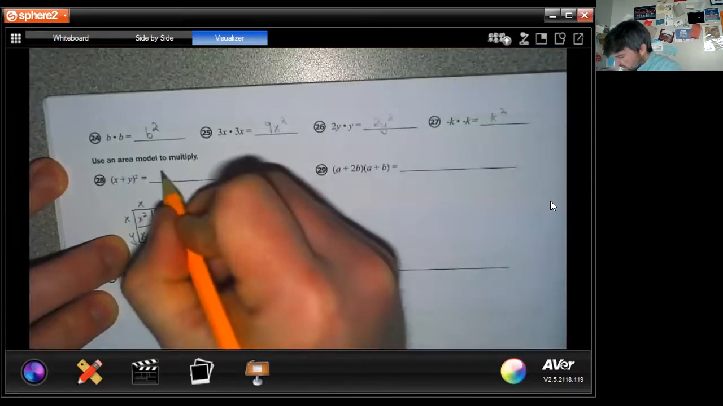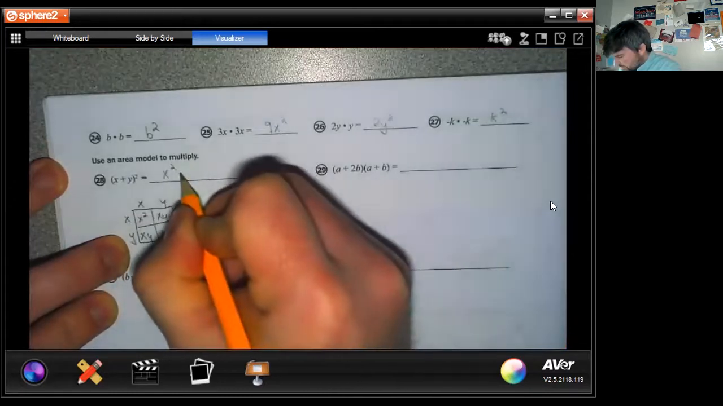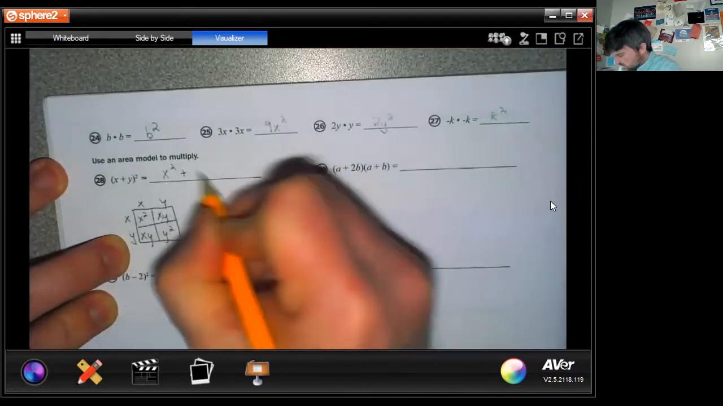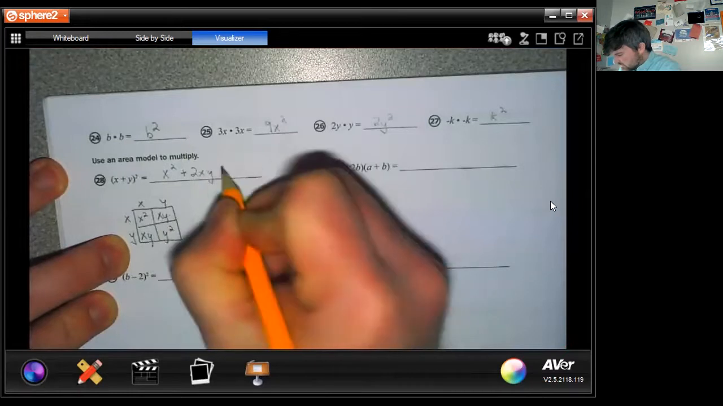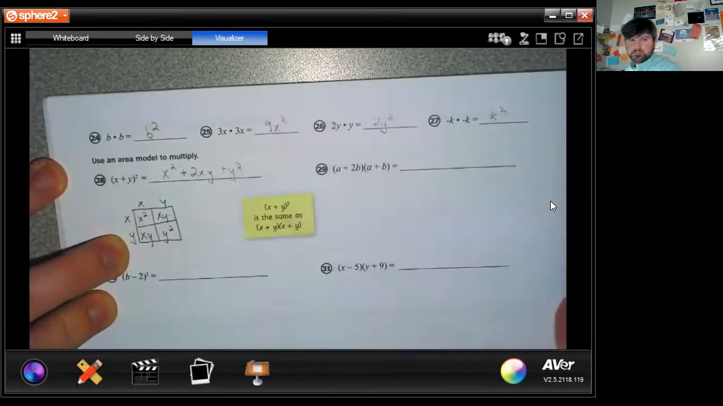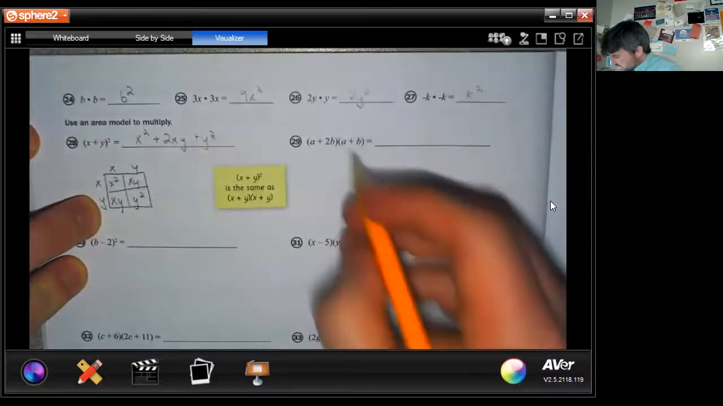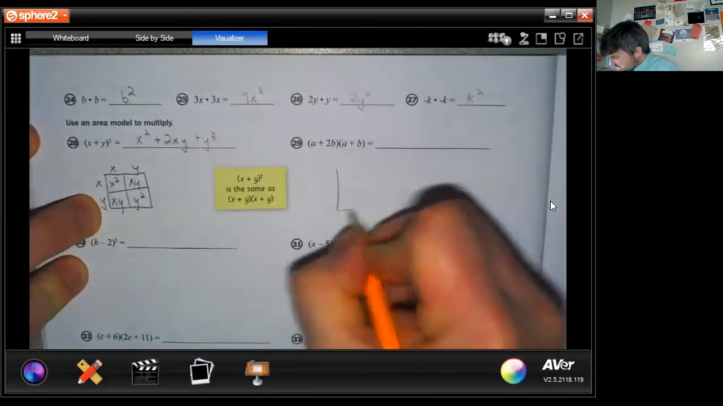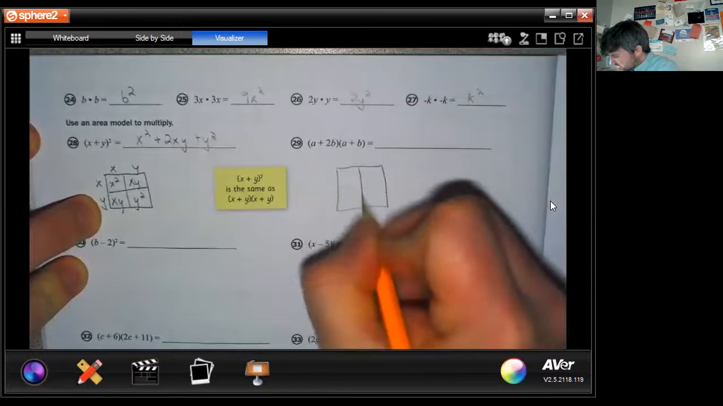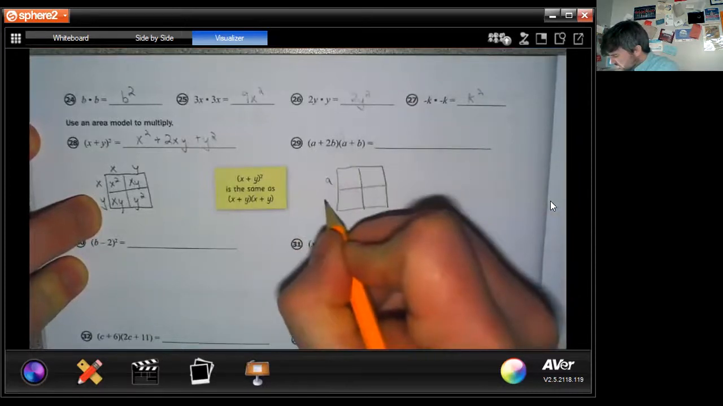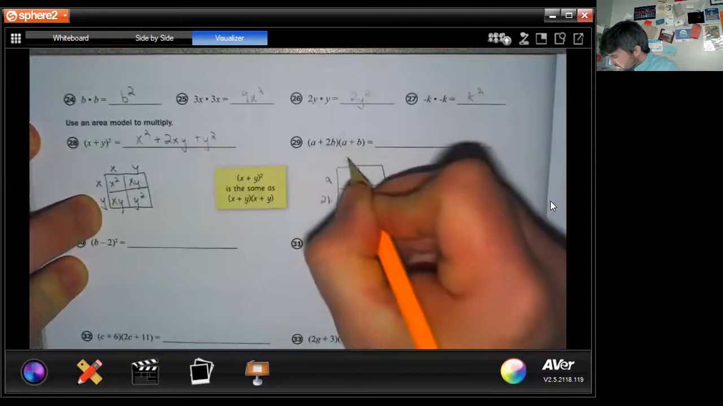So here you have x squared plus, these are like terms. So you have 2xy plus y squared. Okay, don't forget to add like terms if you have them. Here again, we got 2 terms times 2 terms. Those are called binomials. So a and then 2b, a, b.